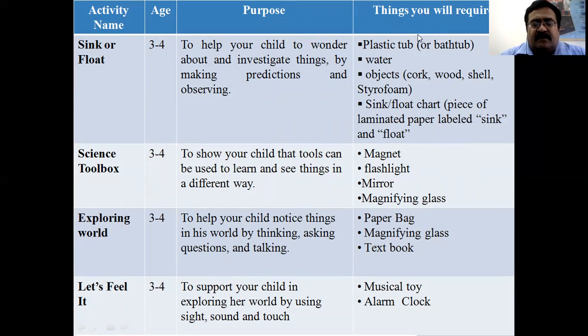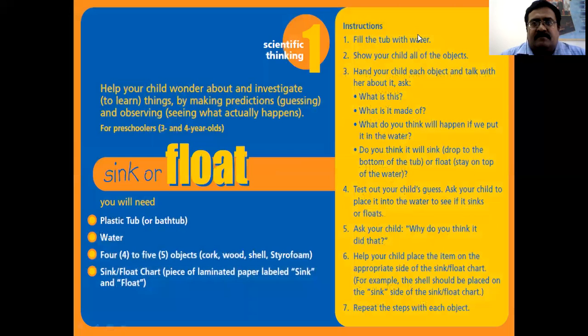Let us feel it. The purpose is to support your child in exploring the world by using sight, sound, and touch. A musical toy or alarm clock are the things required to investigate by a child of the 3 to 4 years age group, and these activities he or she can perform easily. So this is called scientific thinking. And thank you very much.